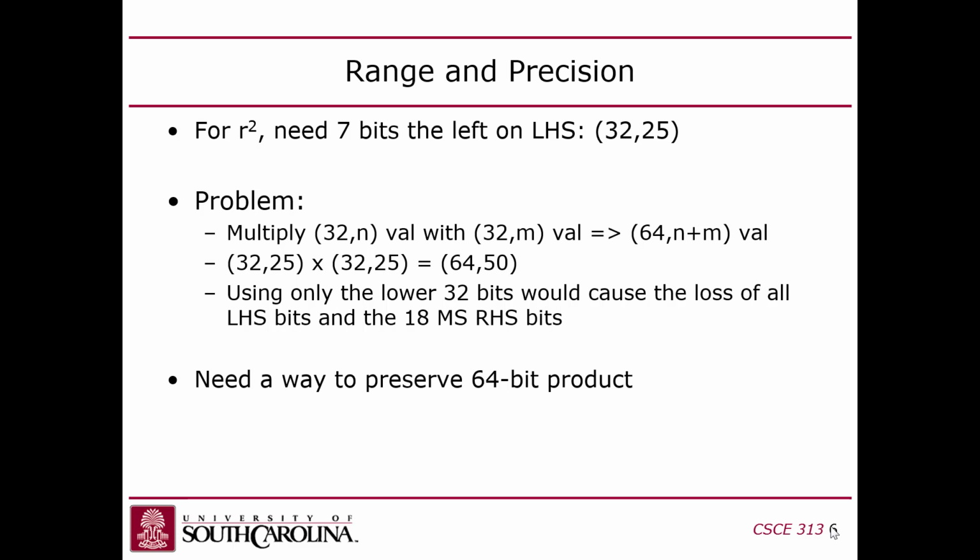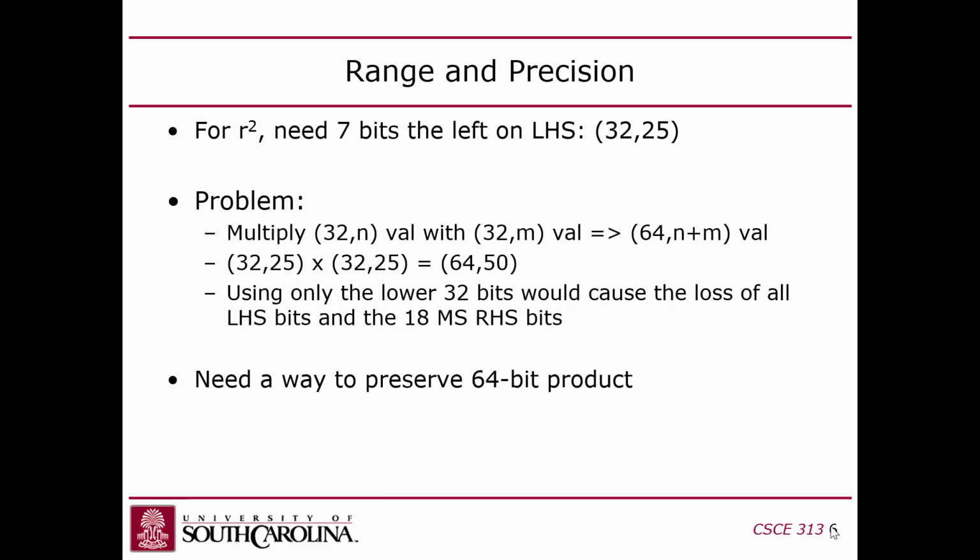Okay. Any questions? Any other questions? Okay, so that's going to be 32 total bits, 25 bits that are fractional, 7 bits that are non-fractional. The problem that comes up with this is when you multiply two numbers that have 25 fractional bits, the product is going to have 50 fractional bits.